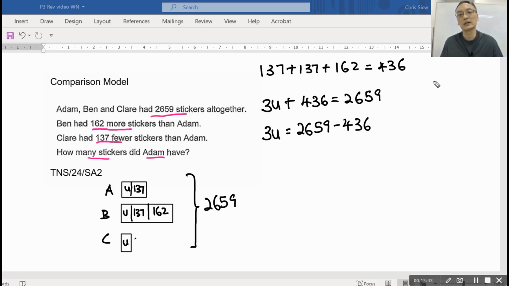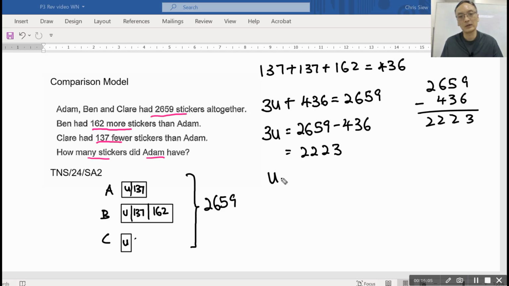So to find 3 units, let's write this way, 2659 minus 436. So we carry out our subtraction at the side here. 9 minus 6 is 3, 5 minus 3 is 2, 6 minus 4 is 2, 2 we just bring down. So we know that the 3 units will be 2223.